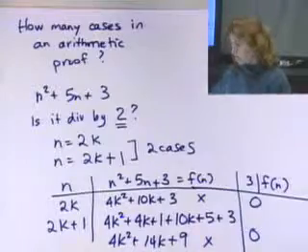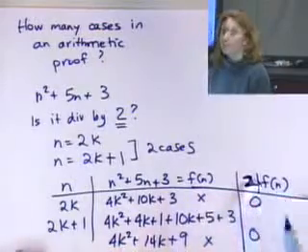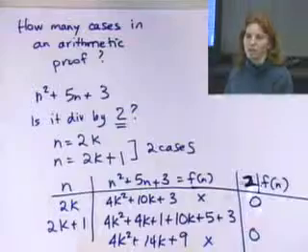You mean 2 divides f of n. Sorry, 2. I'm writing 3s all the time. Usually we do proofs with 3, right? Because that's sort of like, you have to do more than 2 things, but not too many.